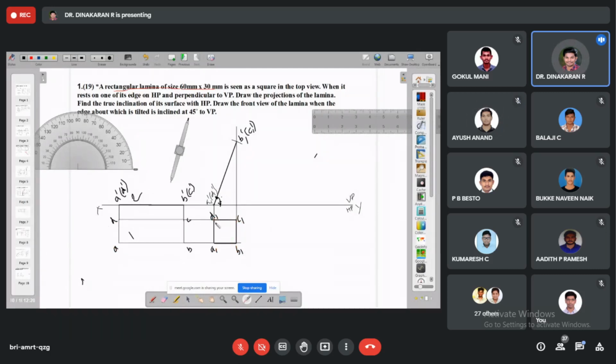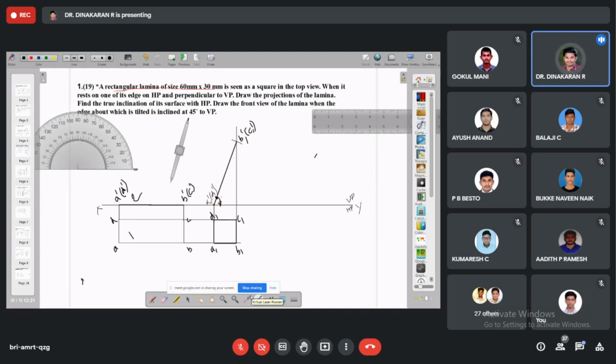Then I projected the vertical line upward. Then I measure A dash to B dash. Then I keep this A1 dash as the center and cut an arc. The same dimension I am cutting on this vertical line. Then I mark B1 dash, C1 dash. Then I connect these two points. After that, if you measure, we will get the surface inclination. Okay. Next, what is the other dimension given?